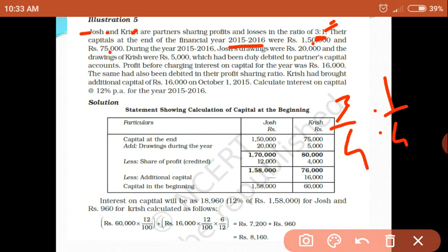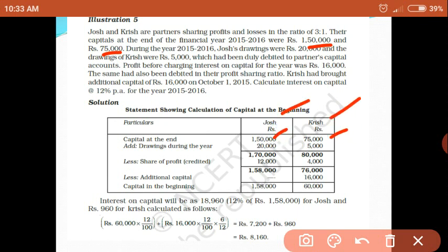According to the format, you have to write this at the beginning itself: a statement showing calculation of opening capital. See, opening capital. So what is the format? First, particulars, partners' names Josh and Krish. You have to prepare this. First, the capital at the end of the year you have to take, that is, already given in the problem, 1,50,000 for Josh and 75,000 for Krish.